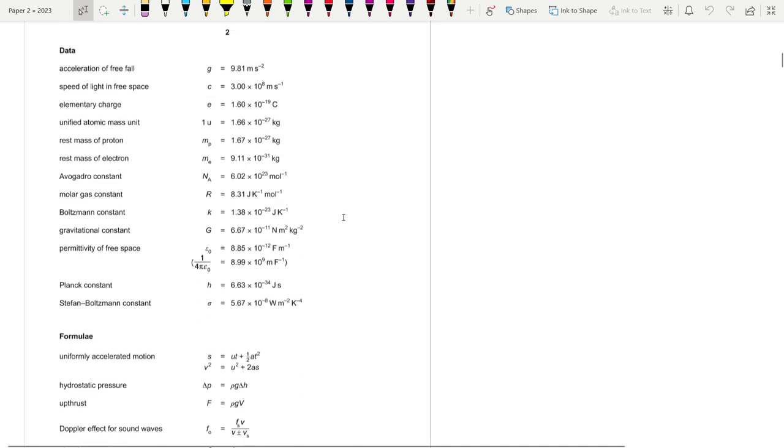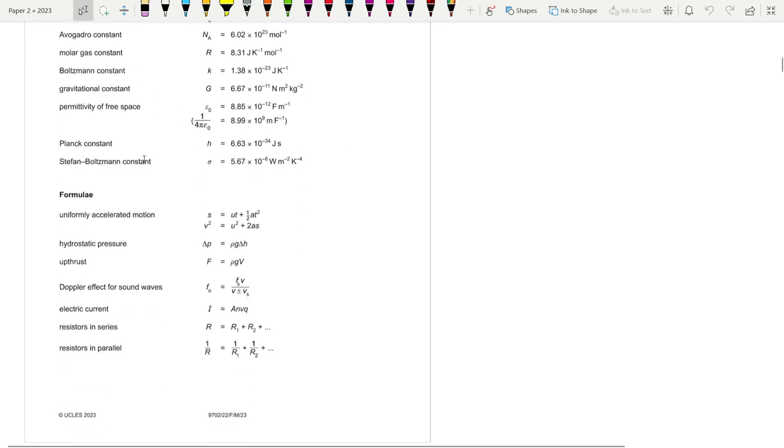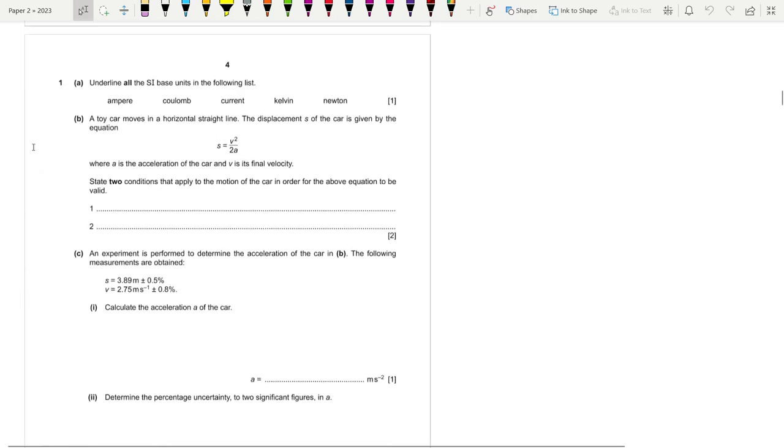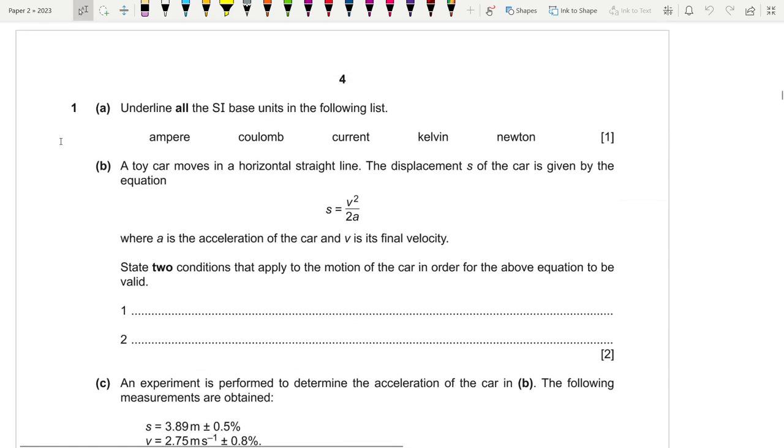So this is your formula sheet. This was updated back in 2022. Underline all the SI base units in the following list. We know that there are 7 SI base units. So ampere, it is a SI base unit. It's the unit for current. Coulomb is not a SI base unit. Current is a base quantity, not a base unit. Kelvin is the base unit of temperature. And Newton is not a base unit, it's a derived unit.